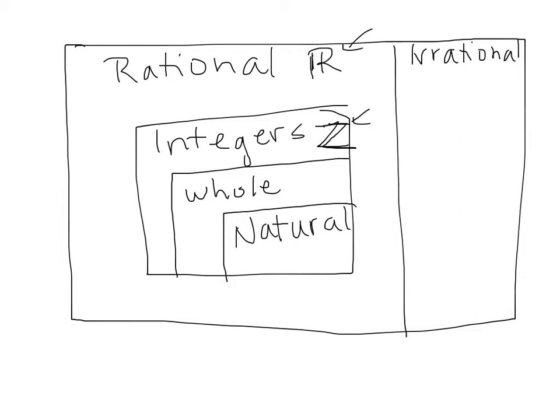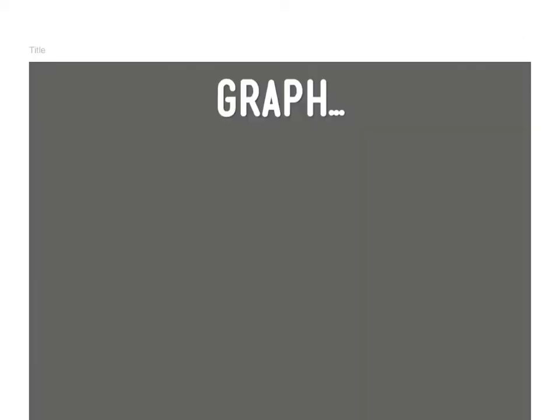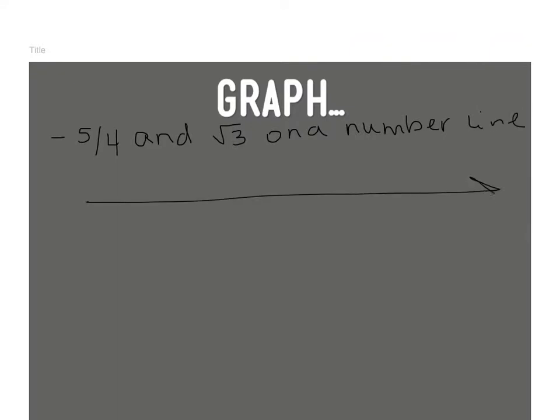Alright, we're going to do an example here that says graph -5/4 and the square root of 3 on a number line without using a calculator. So we're just going to think about things. We're going to draw a number line. We're going to put 0, 1, 2, 3, 4, -1, -2, and -3.